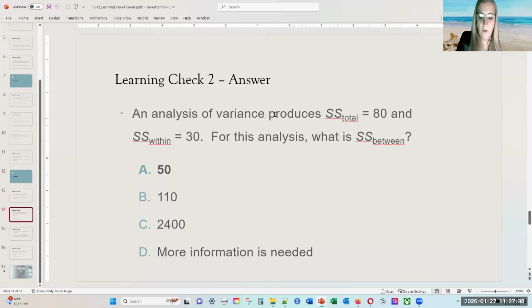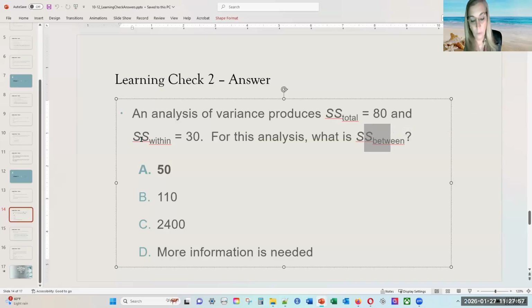So SS between is 50, right? Because we had the total here, if we subtract the within sum of squares from that, whatever's left over would be the between. Remember, because we could add between and within and arrive at the total.